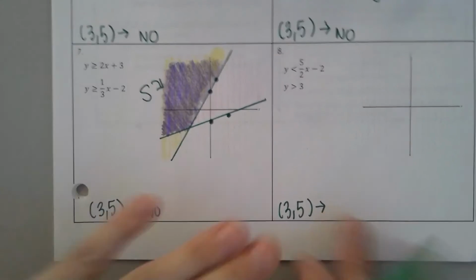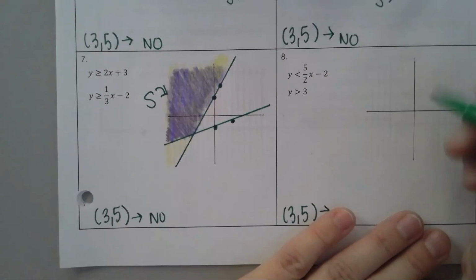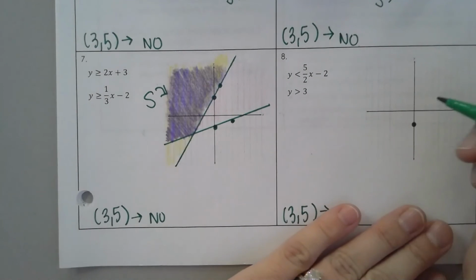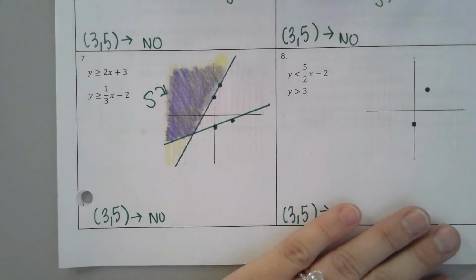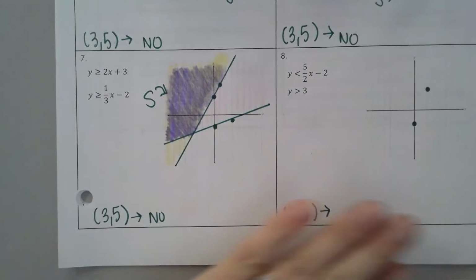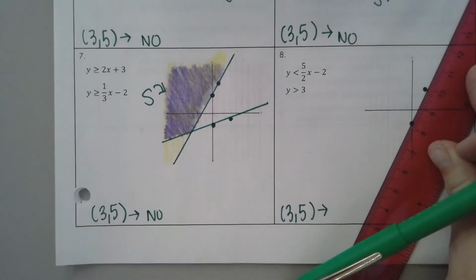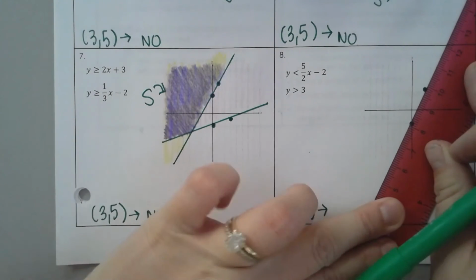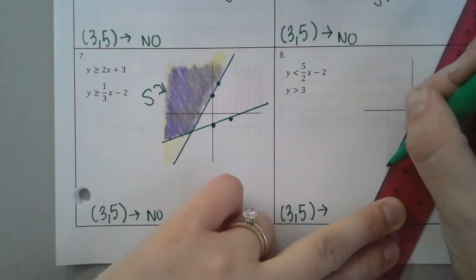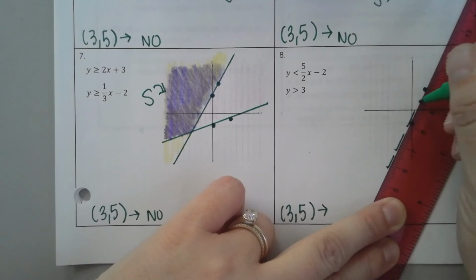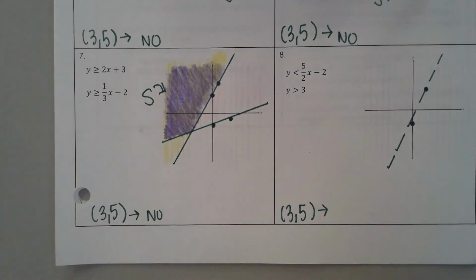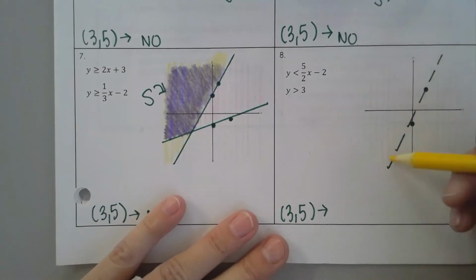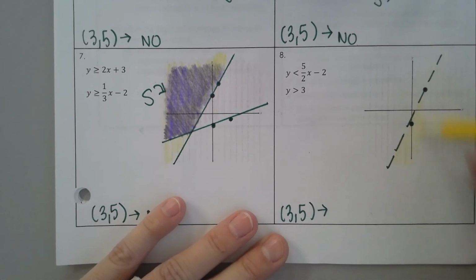And then number 8, the first one is -2, 1, 2, 3, 4, 5, 1, 2. It's dashed. And I shade below.